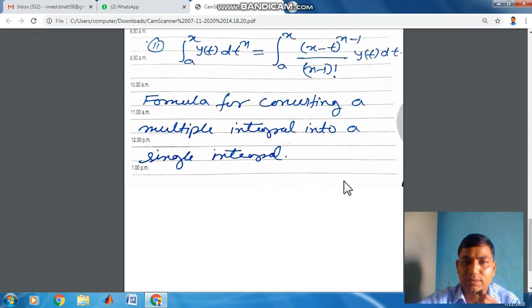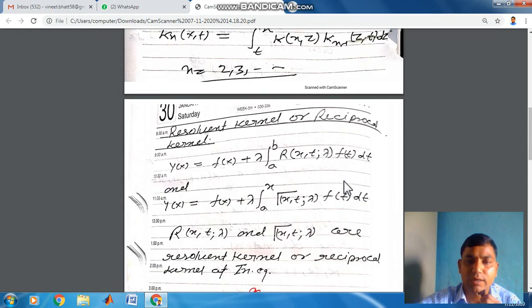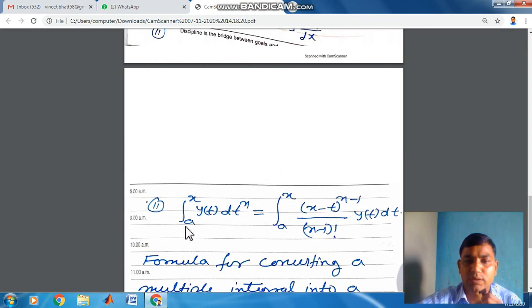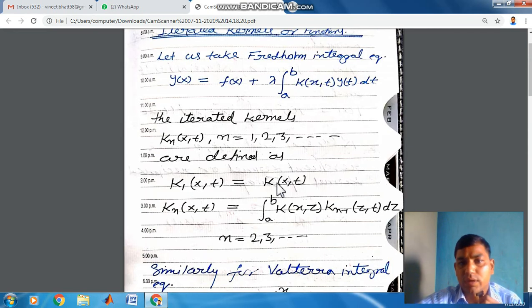In our next lecture, we will solve some examples related to the iterative kernel using the Leibniz rule, also using the formula for converting the multiple integral into a single integral, and also solve some questions related to linear integral equations in which the iterative kernel and resolvent kernel are used.